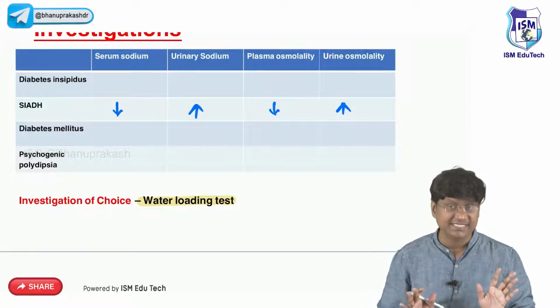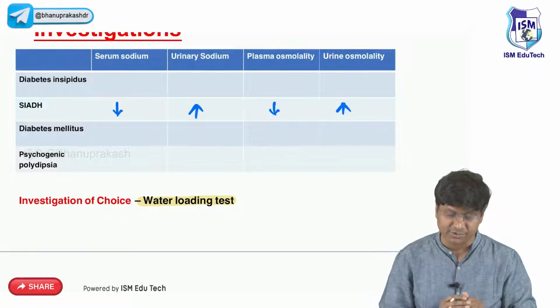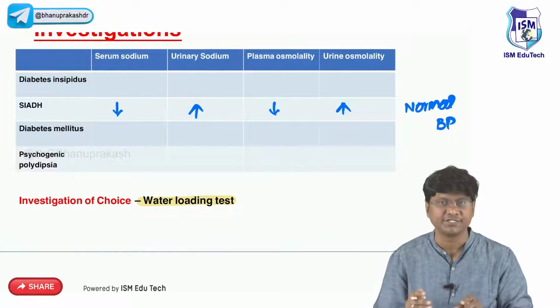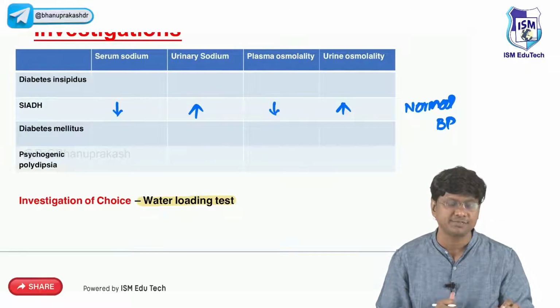Okay, so these are the other investigations that you will have in patients with the SIADH. And in patients with SIADH, they will have normal blood pressure. They will not have hypertension. Why? Because there is inhibition of your sympathetic outflow.